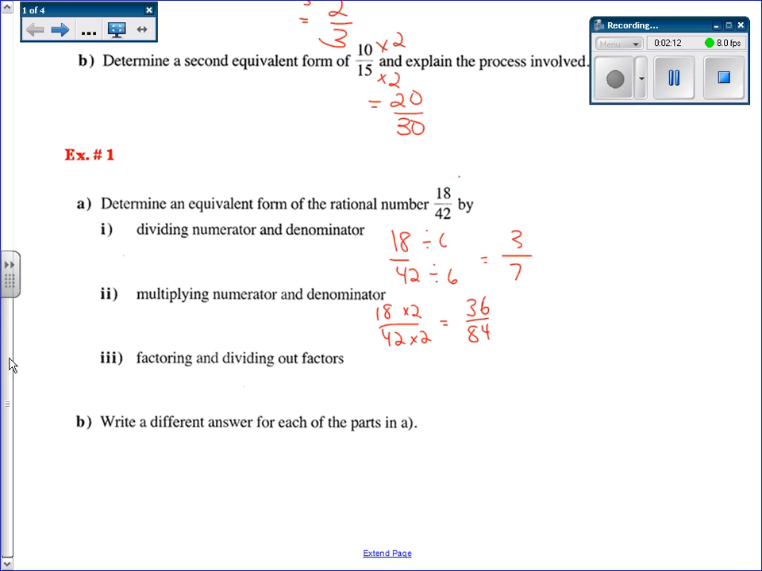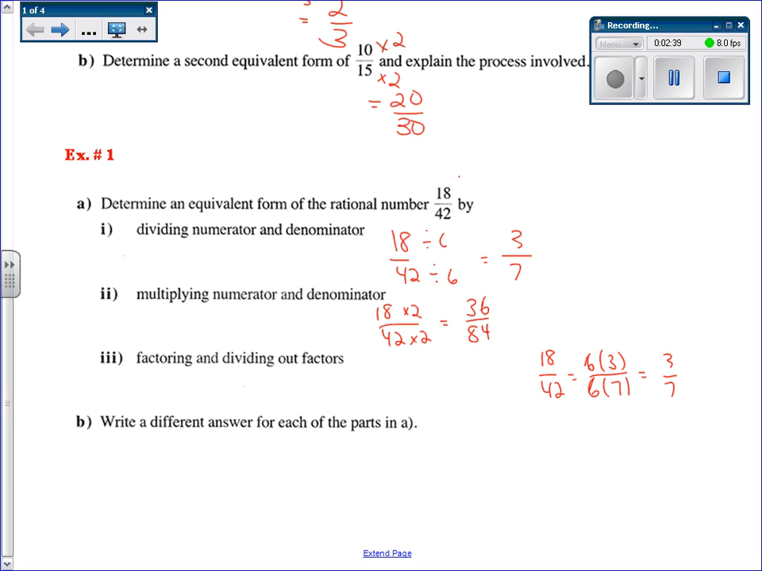Factoring and dividing out factors. So if we factor, what that means is 18 over 42 can be written as 6 times 3 over 6 times 7, and then what we're left with is 3 over 7, right? We take out the 6s. That's the same thing as what we did in A. And write a different answer for each of the parts in A.